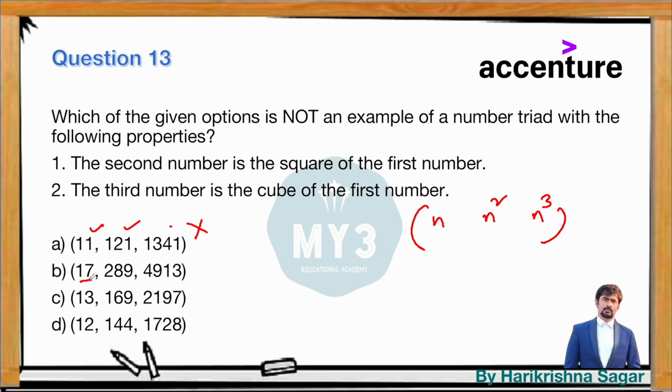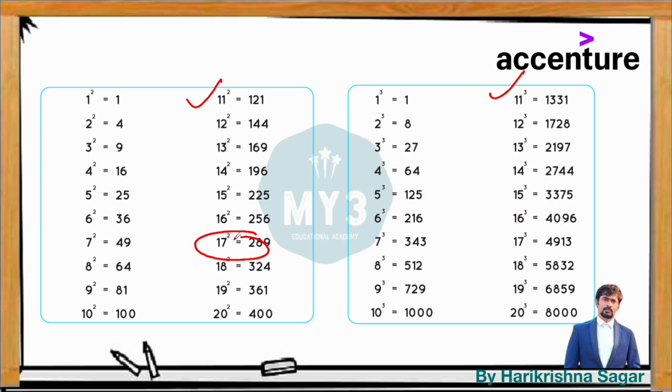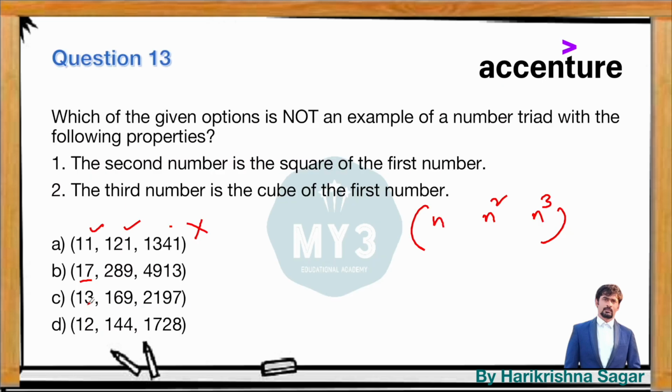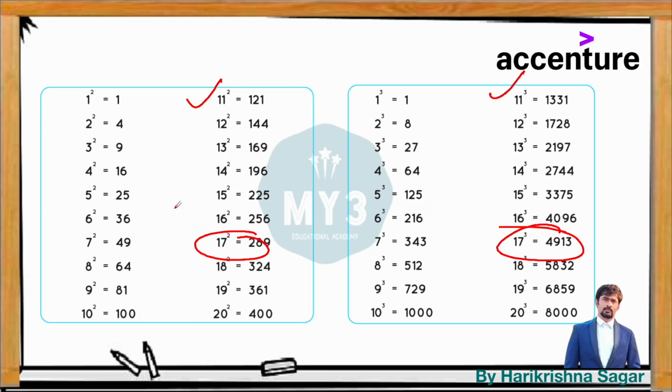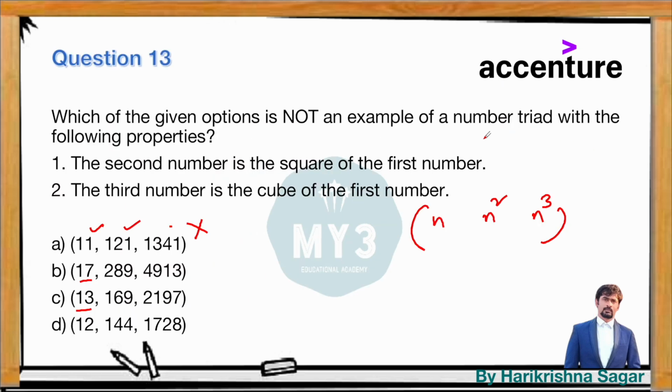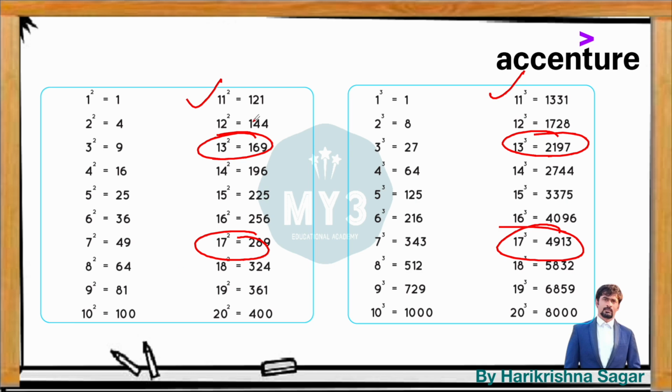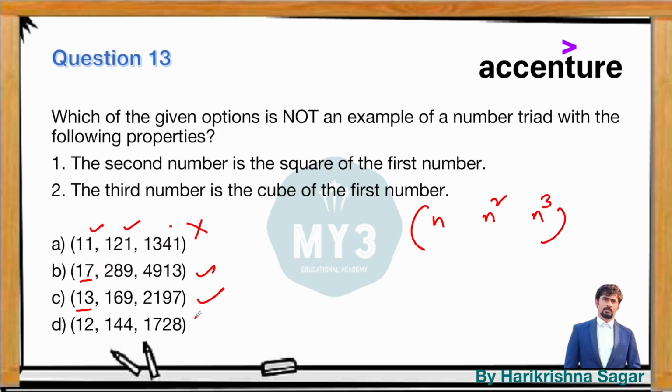If you observe 17, 17 square is 289, 17 cube is 4913. And 13 square is 169, 13 cube is 2197. So that is also given correctly. And 12 square is 144, 12 cube is 1728. So all these are correct except option A. So you can mark the answer option A here.